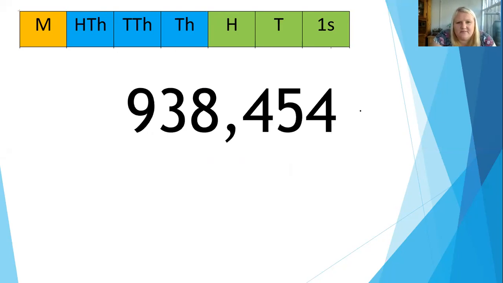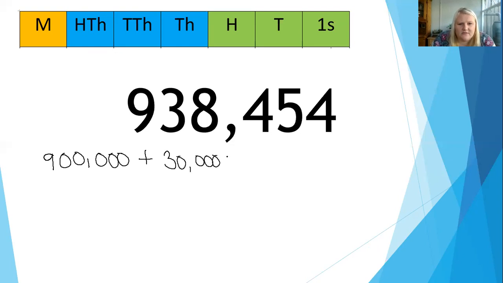So what's next? Let's have a go at this one. So we have got how many 100,000s? 9. So we've got 900,000. Add, okay, 3 10,000s. So that's 30,000. Add, oh, we've got 8,000s.